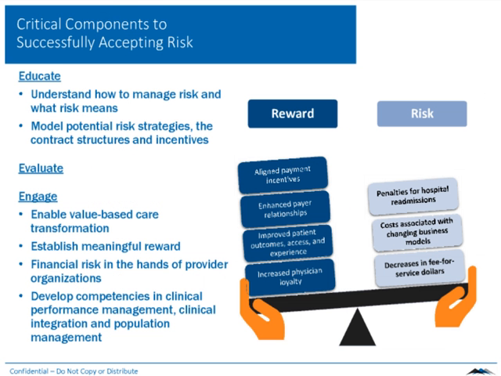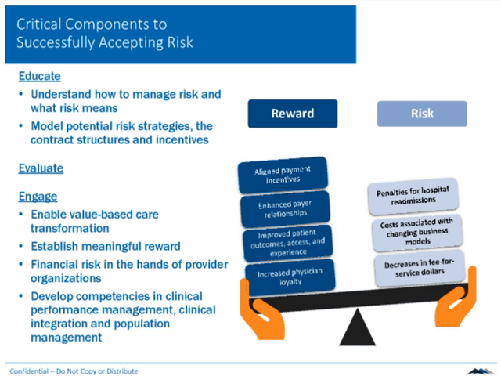The next piece are critical components to successfully accepting risk. I broke this down into 3 components, really thinking about the reward and the risk. So again, educate. Understand how to manage risk and what risk means. Model potential risk strategies, the contract structures, and the incentives. Helping people understand what it is that you're asking them to do and why creates engagement.